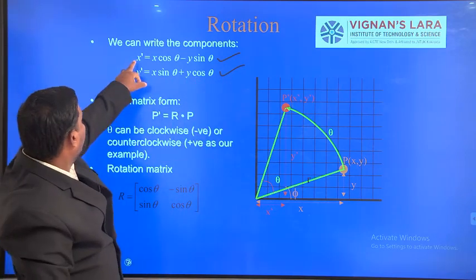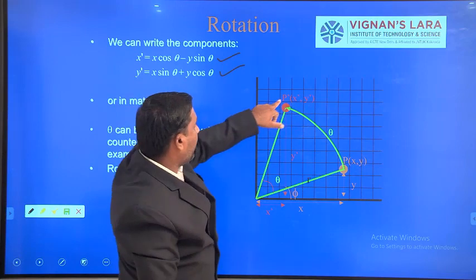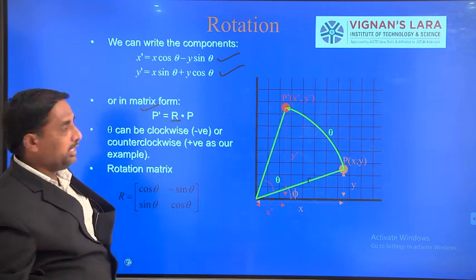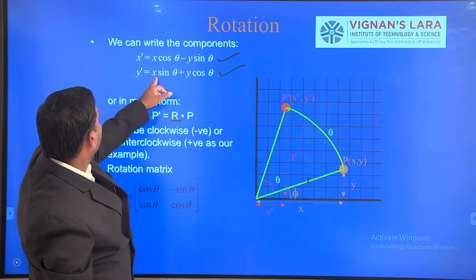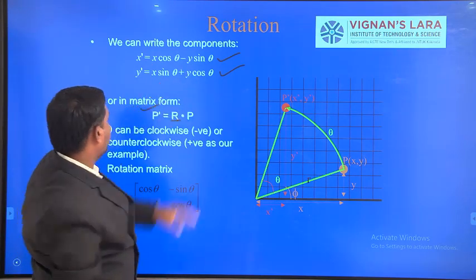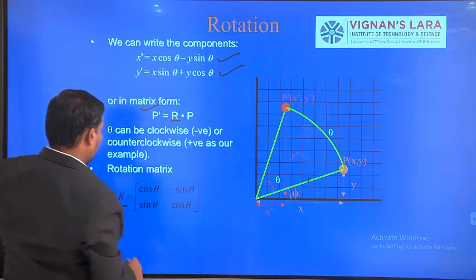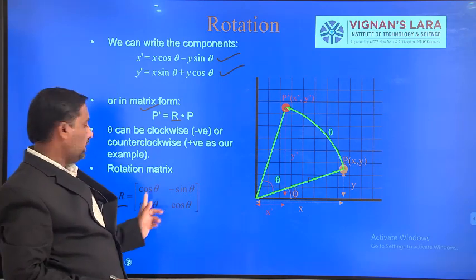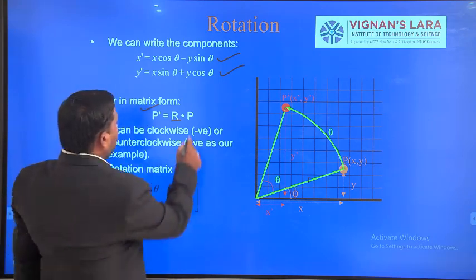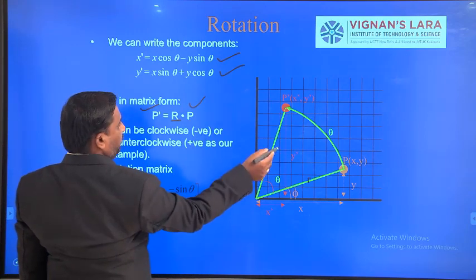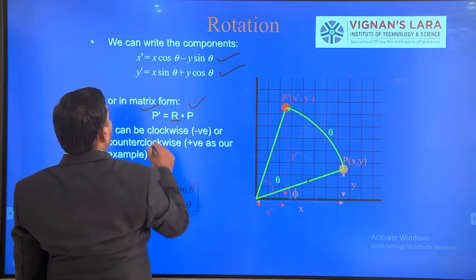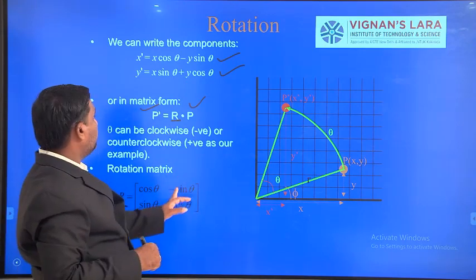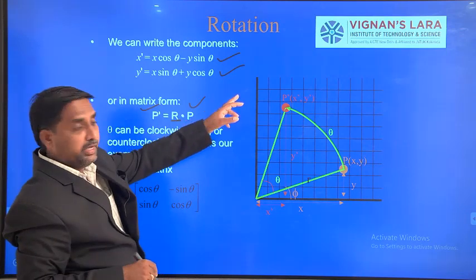Or in the matrix form, the column matrix x dash, y dash is nothing but P dash, and R is nothing but the rotational matrix, that is [cos theta, minus sin theta; sin theta, cos theta], multiplied by the initial point P, that is x, y. So P dash equals [cos theta, minus sin theta; sin theta, cos theta] whole into P. P is nothing but x, y.